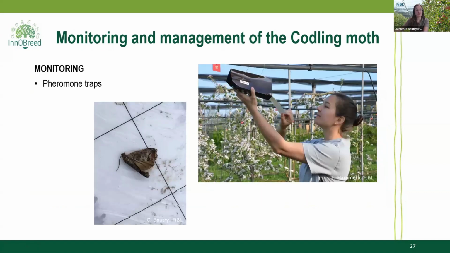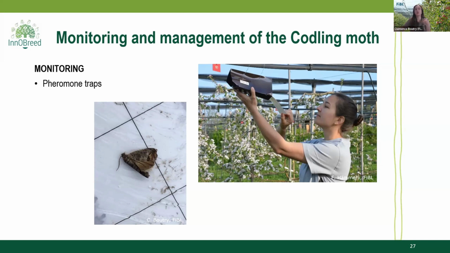Monitoring is usually done with pheromone traps, as seen in the right picture. There is a pheromone that attracts the adults, and there is a sticky leaflet inside the trap where the adults stick.